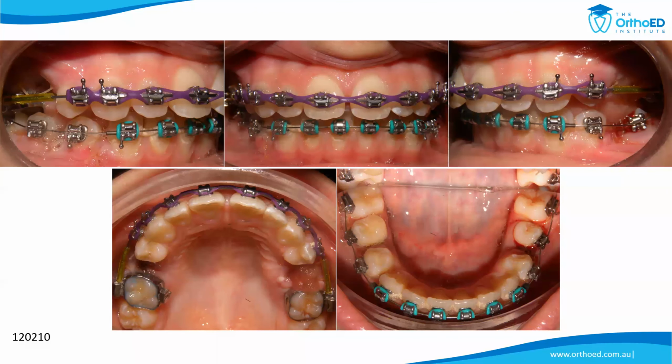Mm. Okay, and then we put some brackets on those teeth, and you're right, they act as a splint. But not only that, there is going to be some orthodontic movement, so it's got to be a very light force in the early days.